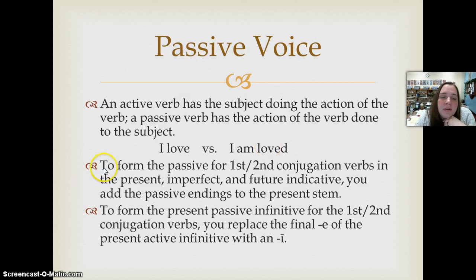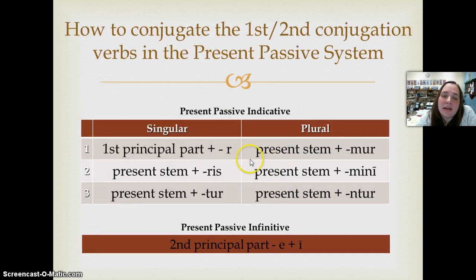Okay? To form the passive for the first two conjugations, for the future, imperfect and present passive indicative, you need your present stem, and then you just add the passive endings to it. To form the present passive infinitive, you take the second principal part, remove the final e, and replace it with a long i. So let's take a look at some of the charts that show us these personal endings.